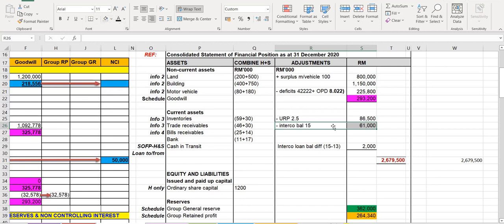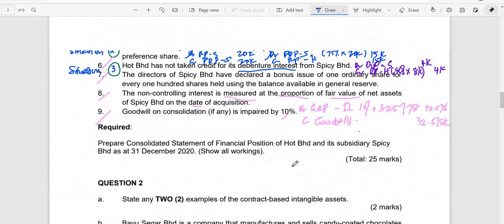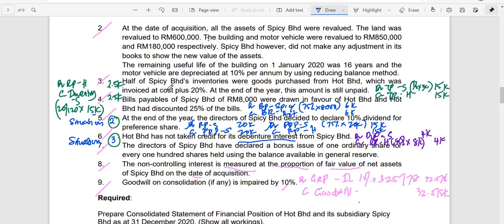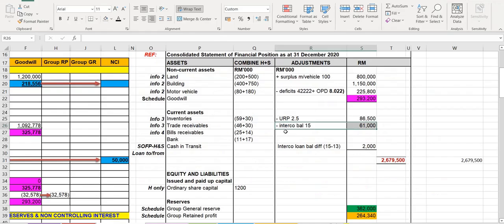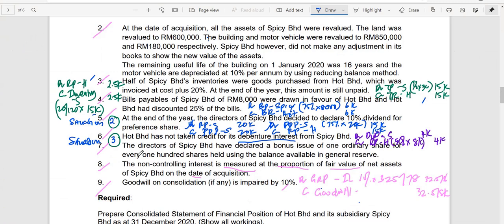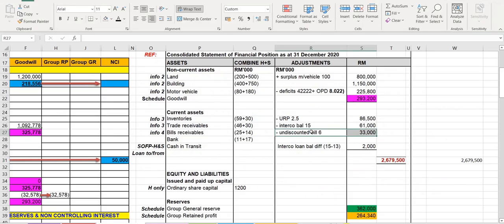Trade receivable, you adjust with the intercompany balance of 15. That was from the one here, the one that you have in the section with the green writing here. Those were the two things I just earlier mentioned. Next were the bill receivable. You need to go and adjust with the undiscounted bills. So the undiscounted bills were here, which is the one in the blue section here, bill receivable, where you go and adjust or eliminate the undiscounted bills. That was 75% of the bills were undiscounted. That gives 6,000. So that was 6,000 being adjusted.